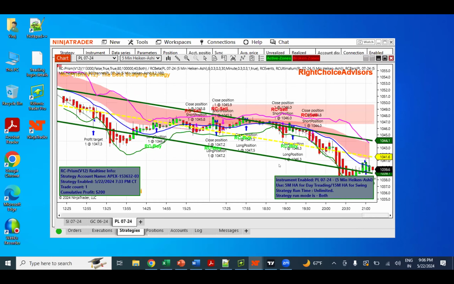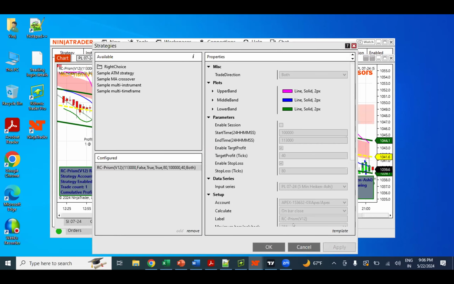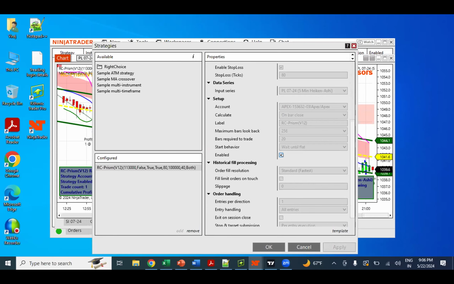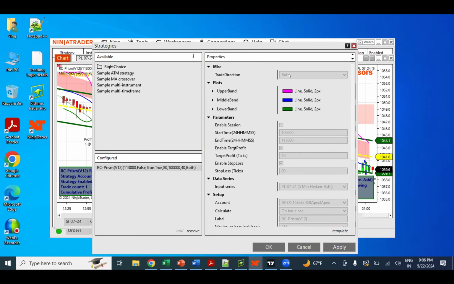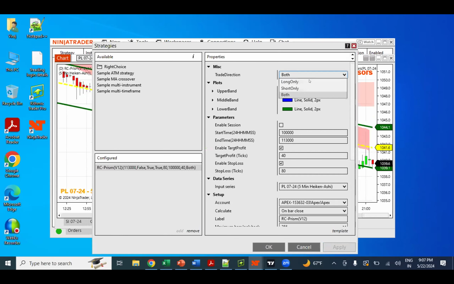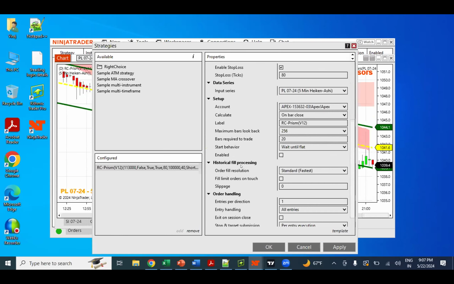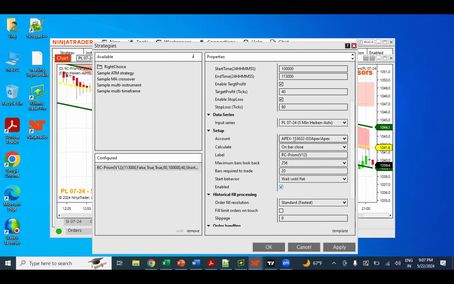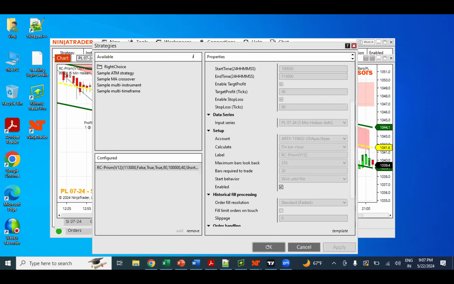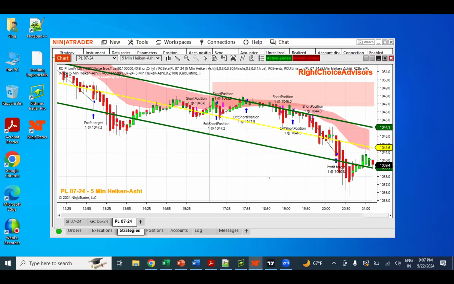If you see the cloud color, what is the cloud color on your chart? Click on apply. Every day I come here, change the account type to sim account and enable it. That's what I did. Order cancelled. So if your cloud color is red, then you will do short only. If your cloud color is green, you have to do long only. This is the cloud, right?